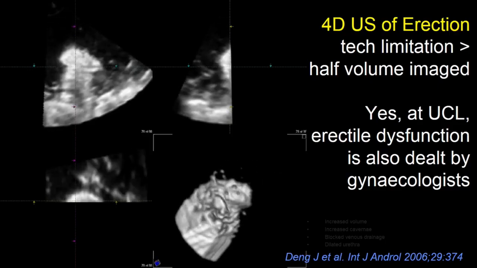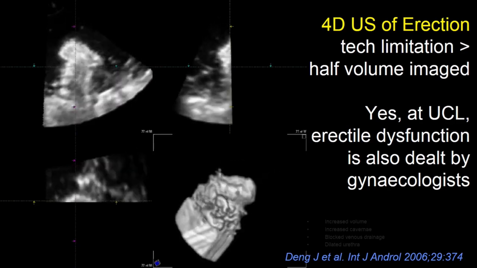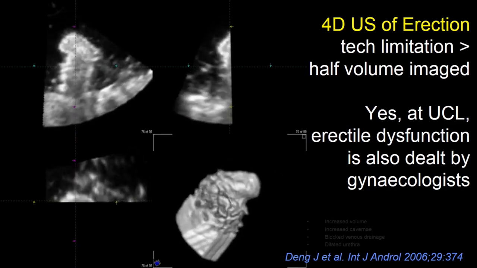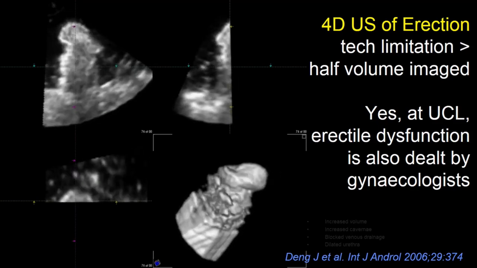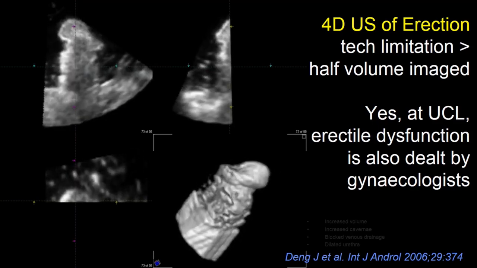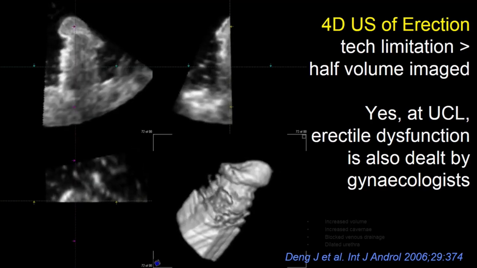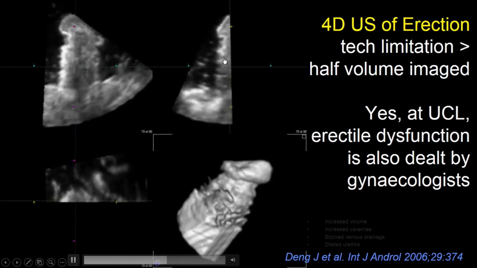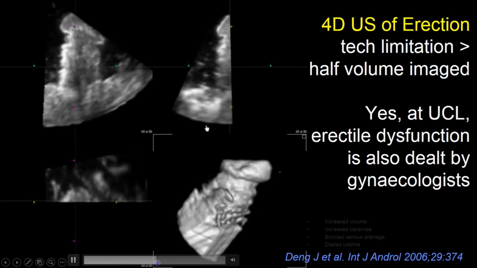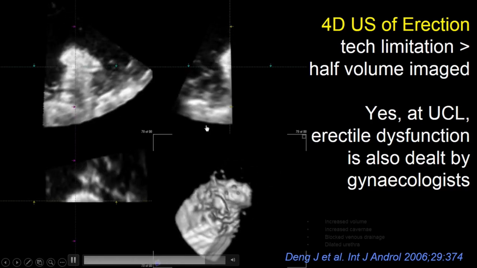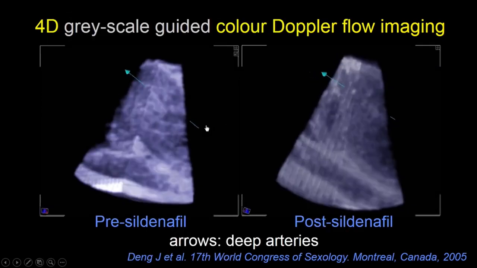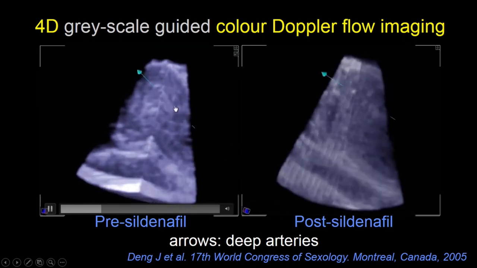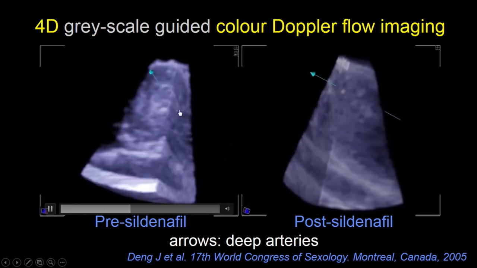We tried to visualize the erection in patients with erectile dysfunction. This was at University College London, where the male patients are seen by the gynecologists, so it's a little bit of an unusual setting. In the reformatted picture, you see not the entire crura is visualized. For color Doppler, the volume is even smaller, and the arrow shows the deep artery area.